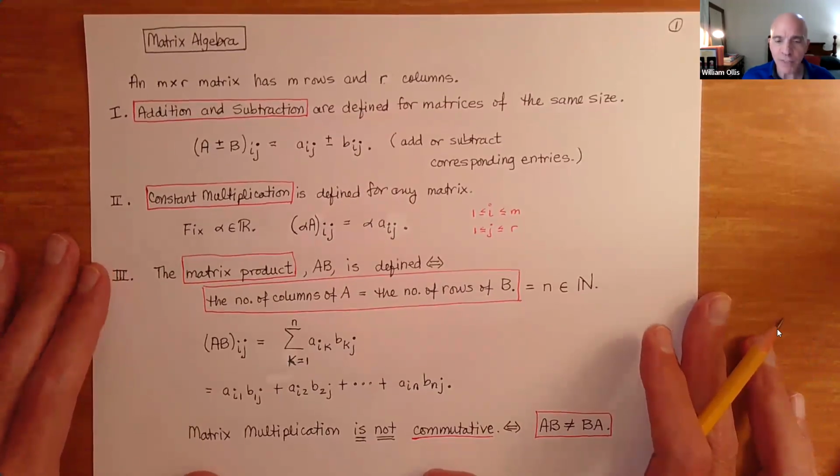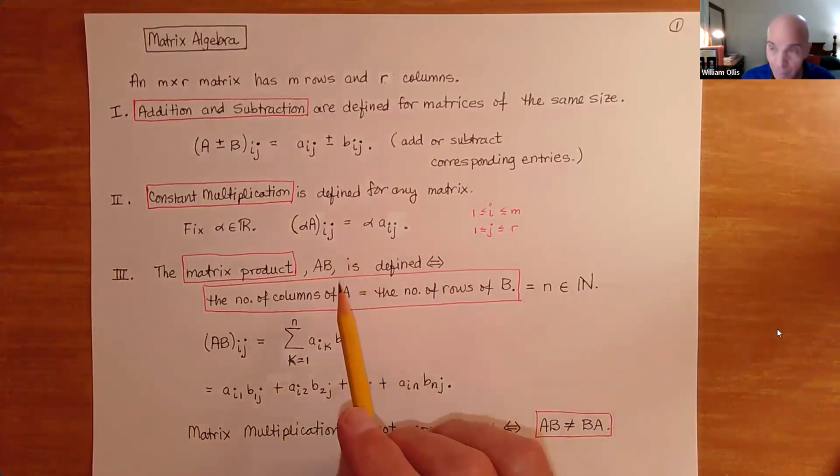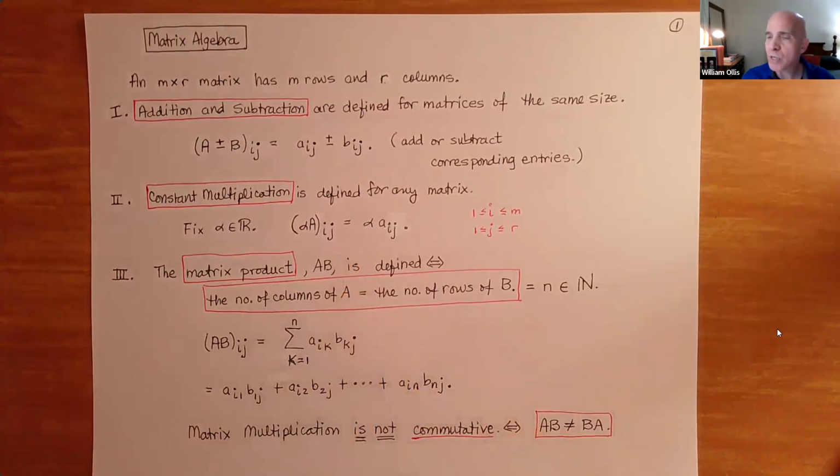Now, probably one of the most interesting operations that we have with matrices, and the one that you'll probably spend the most time with just to get accustomed to, is called the matrix product. So, for instance, when we think about the product of two real numbers, we don't have an issue with that. 2 times 3, 3 times 2, it's commutative. 2 times 3 is 6, 3 times 2 is 6. No problem there. Very, very straightforward.